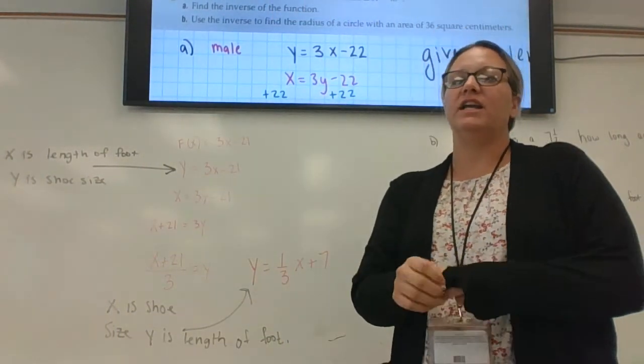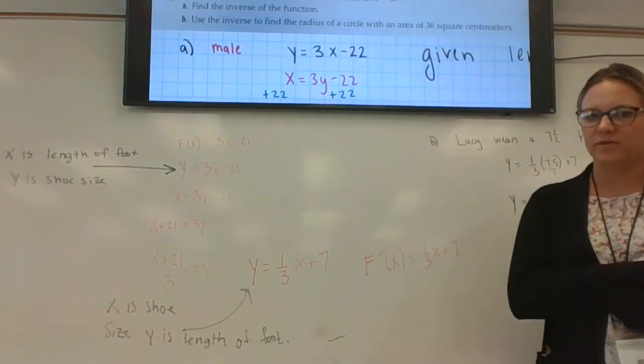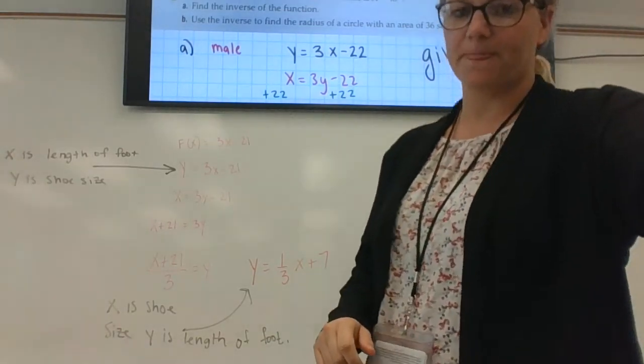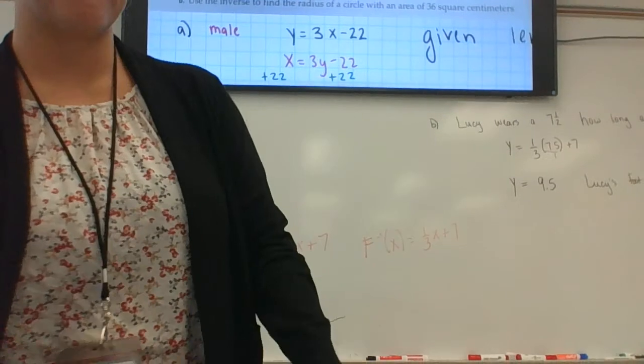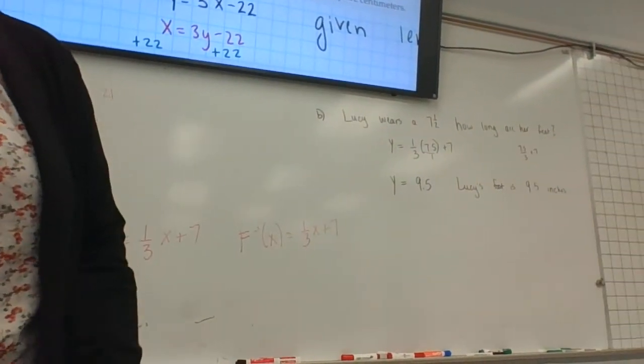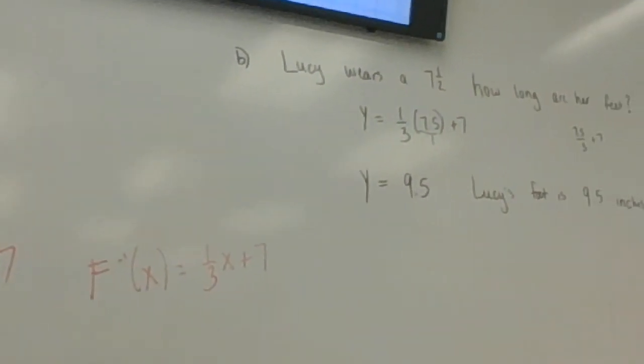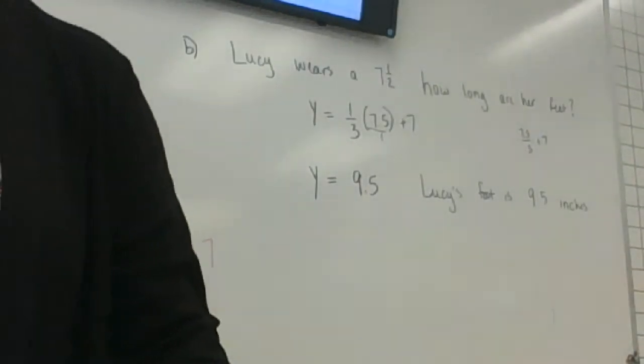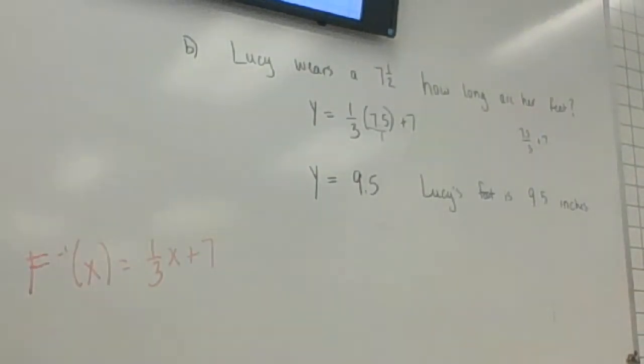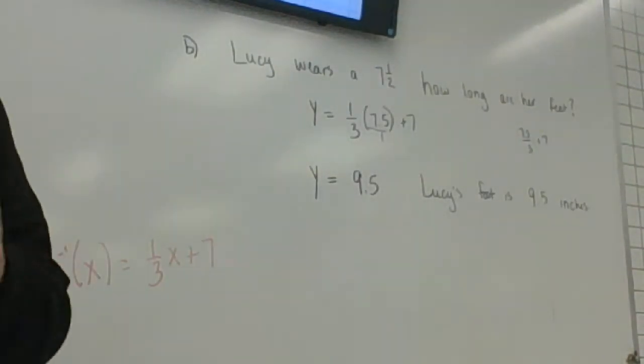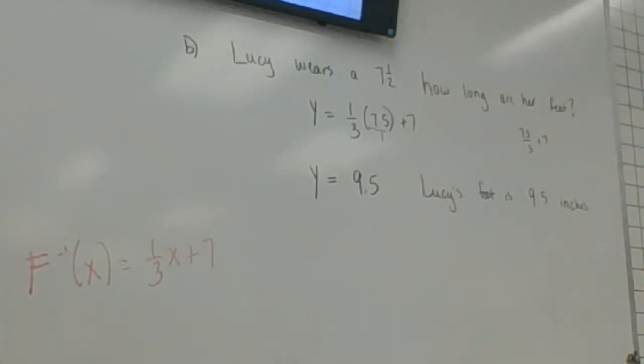Number 41. Paige, can you read 41? Yeah. The formula for the area of a circle is A equals pi r squared. Find the inverse of the function. So this is more SAT material here.